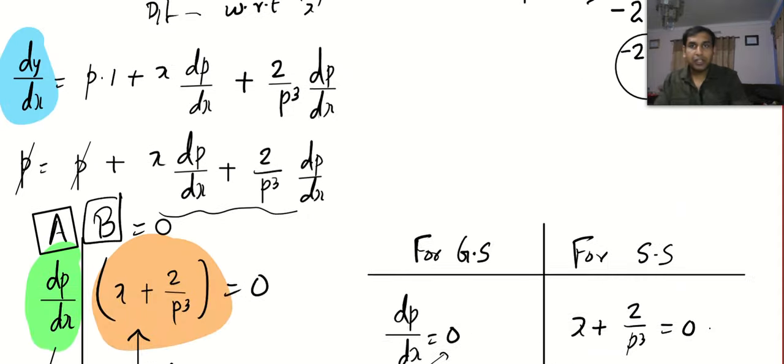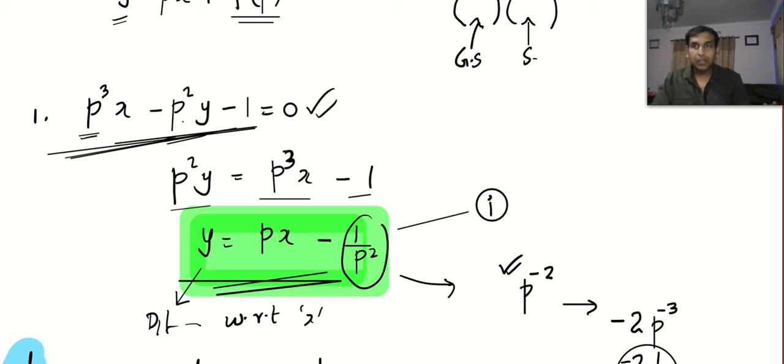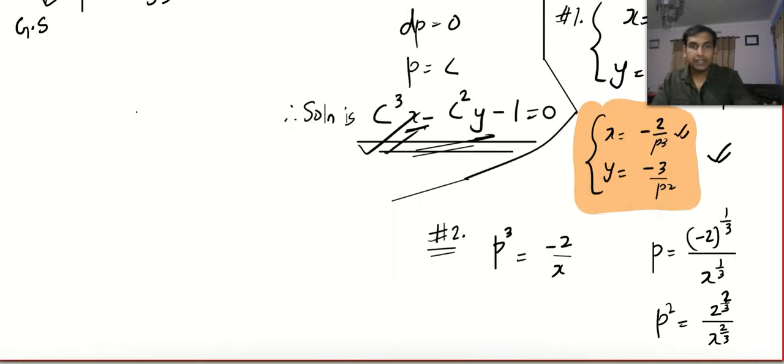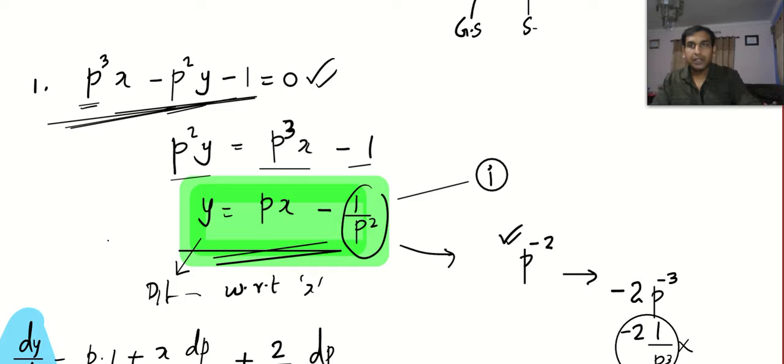Now where is the given equation? y equal to, you can put it in the given equation, p cube x. So p cube is minus 2 by x into x minus p squared into y.